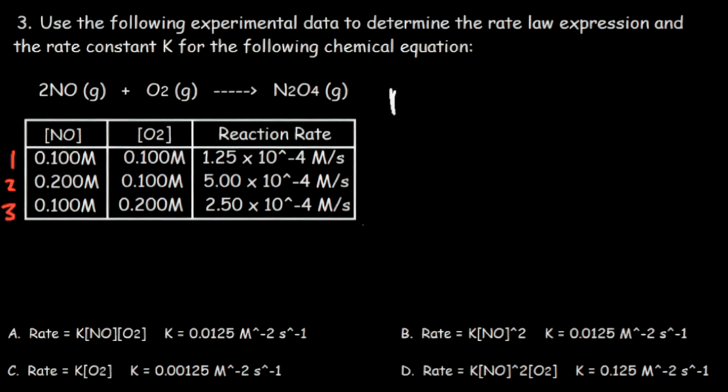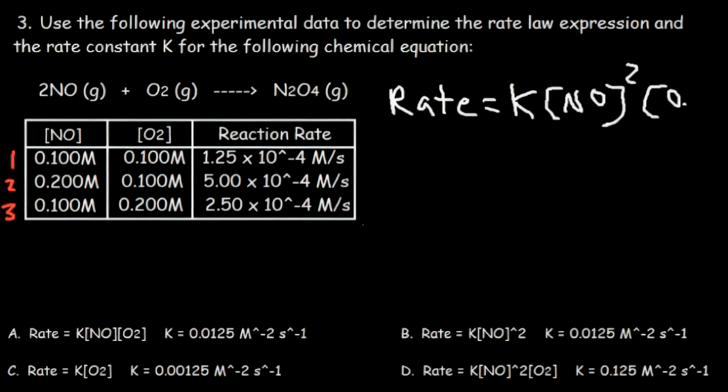Which is rate is equal to K times NO squared times O2 raised to the first power, which we don't have to put the 1 there. So it's second order for NO, first order for O2, but third order overall. You add it, 2 plus 1 is 3. So now let's calculate the value of K.